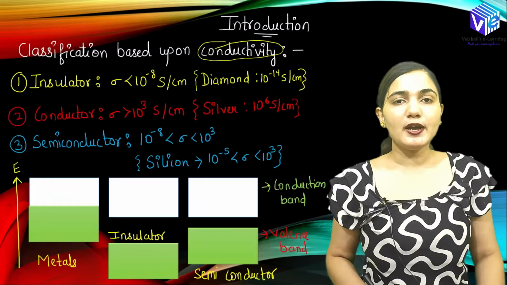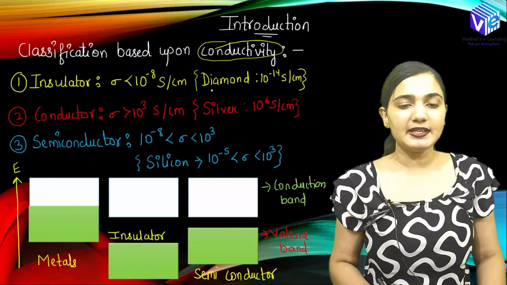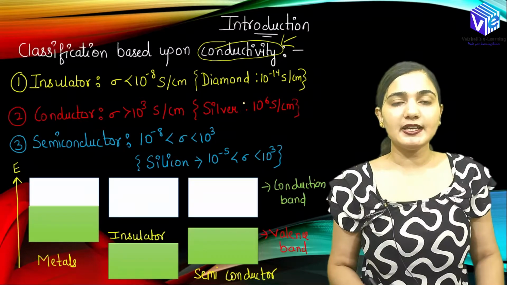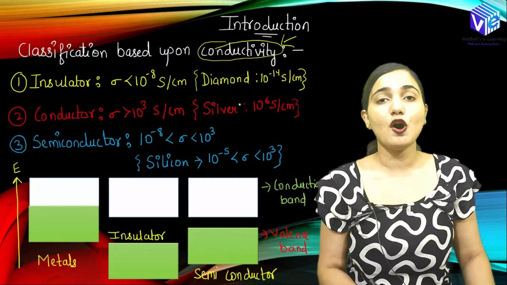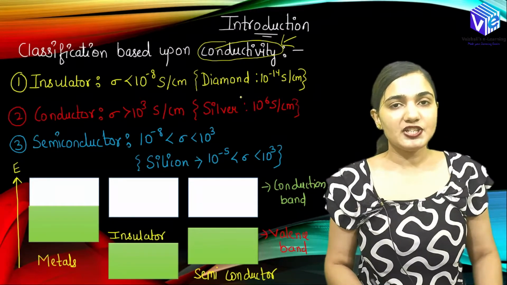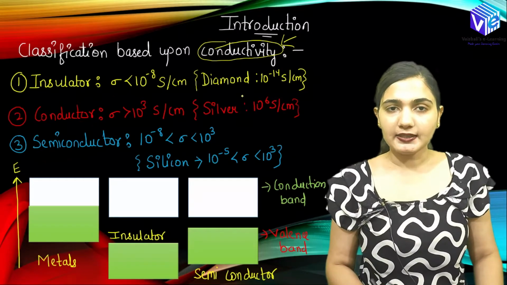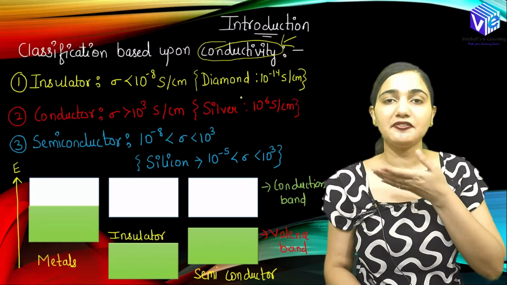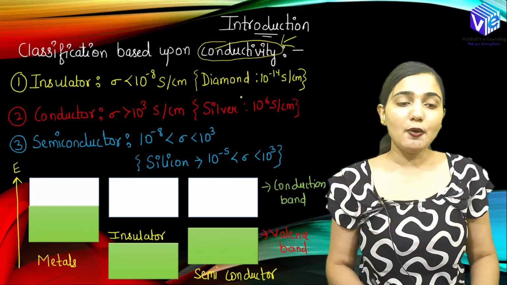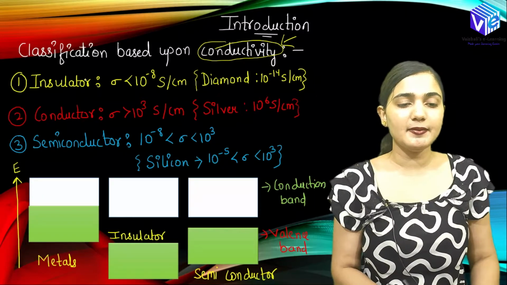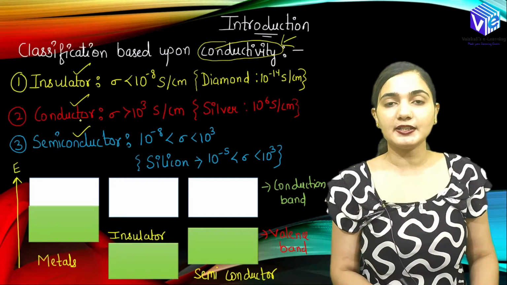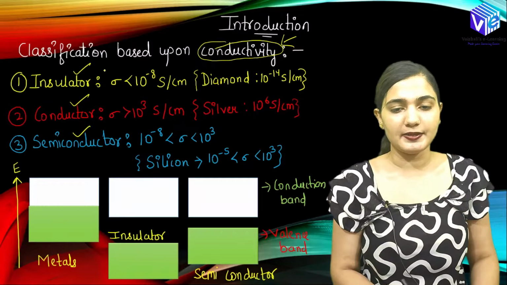So first of all, we are going to classify the material based upon the conductivity. Based upon the conductivity, I will have different types of material. If I change the material, its conductivity will be different. For different materials, I will have different conductivities. So now I have broadly classified the materials as insulators, conductors or semiconductors based upon their conductivity, right?